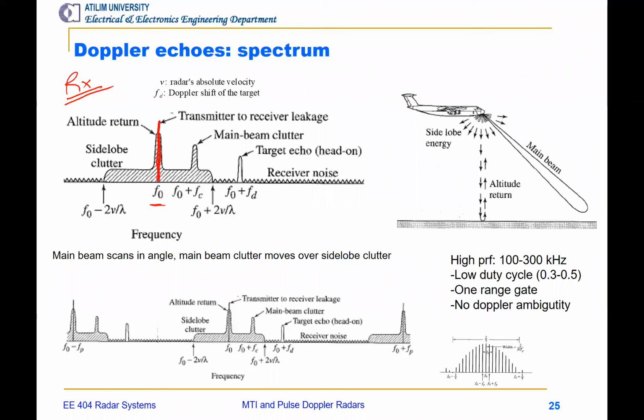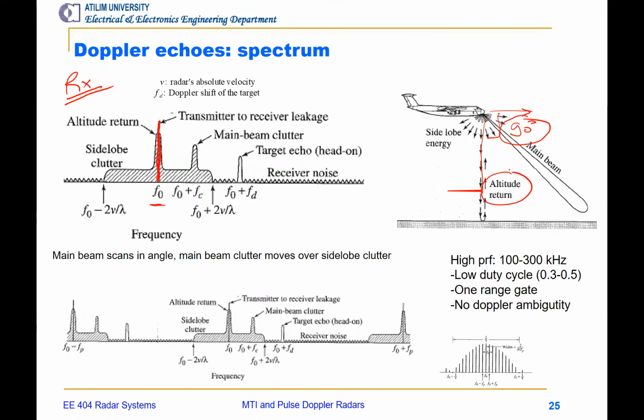Next, we expect altitude returns. Some of the energy from the side lobes will be reflected from the ground. Since we are moving perpendicular, at 90 degrees, we expect no Doppler shift. Okay, no Doppler shift at this altitude return.